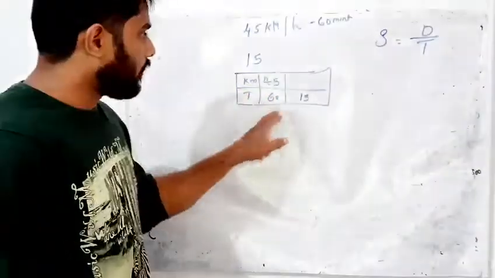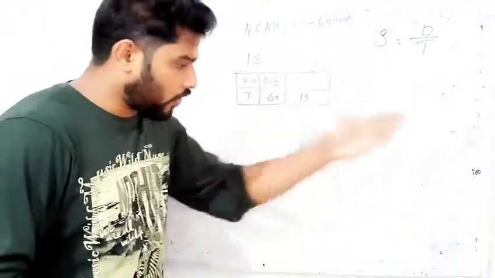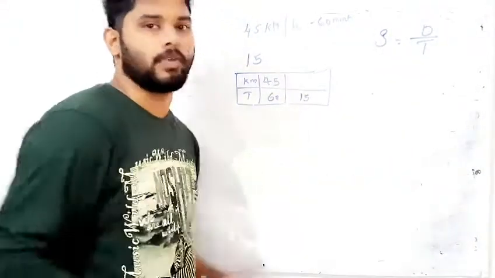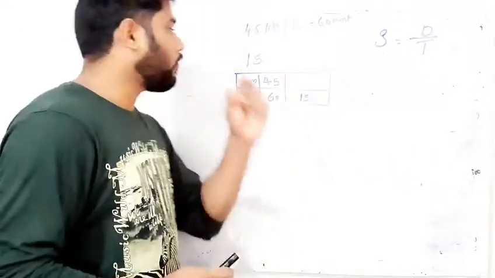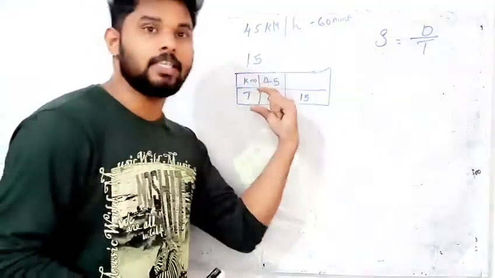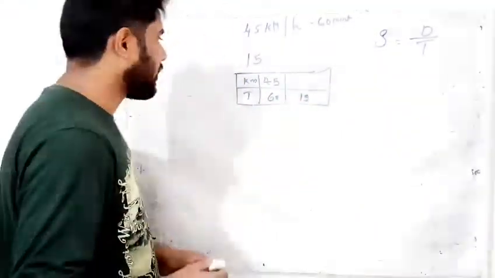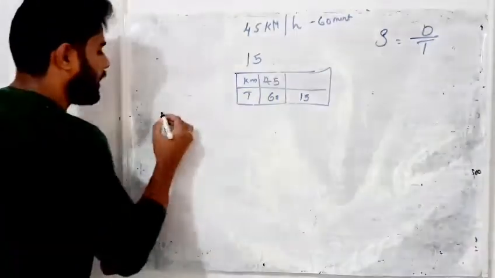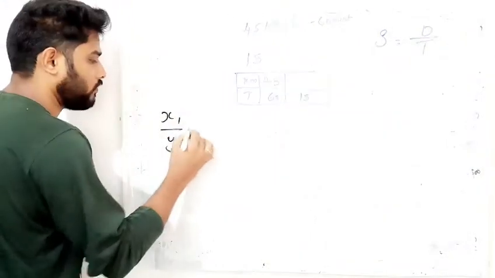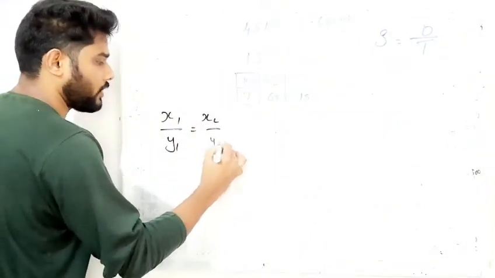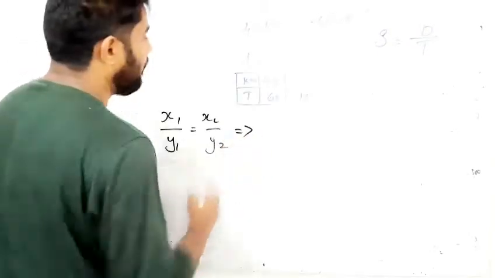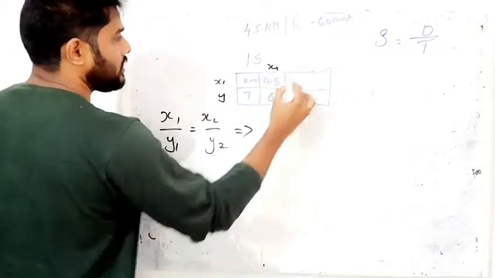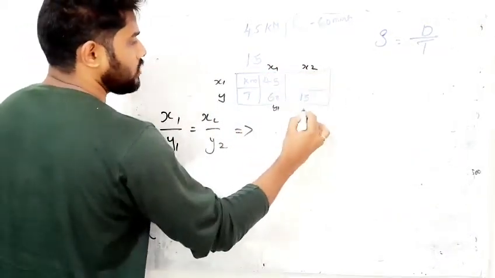Understood? So 1 hour, that means 60 minutes, they cover 45 kilometers. Within 15 minutes, less than 45 kilometers. That means this much only the train will cover. So we can understand from this question, this is direct proportion. Clear? If it is direct proportion, we know one equation we have to use. What was that? x1 y1 is equal to x2 y2. The same equation we can apply here. We can assume this is x1, this is x2, this is y1 and this is y2.